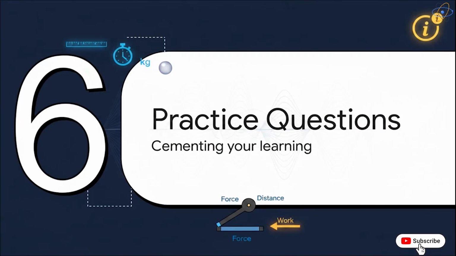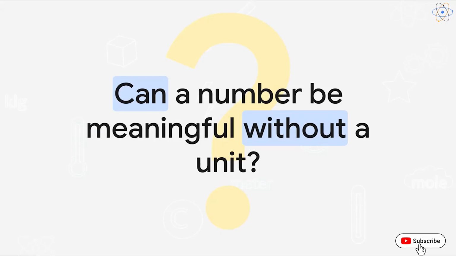Section 6. Practice questions. Let's wrap up with a final thought exercise to really cement what we've learned today. So, I want you to ask yourself this. Can a number in physics be meaningful without a unit? What do you think? Well, the answer is rarely. There are a few tiny exceptions, things like refractive index or strain, which are naturally dimensionless. But for the vast majority of physical quantities, a number without a unit is physically incomplete and completely meaningless.